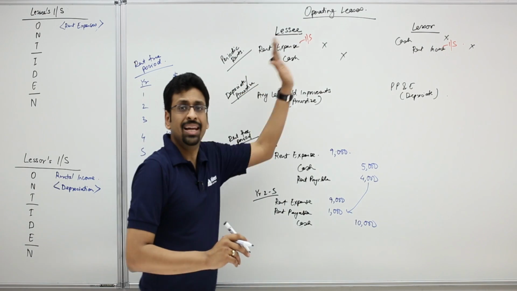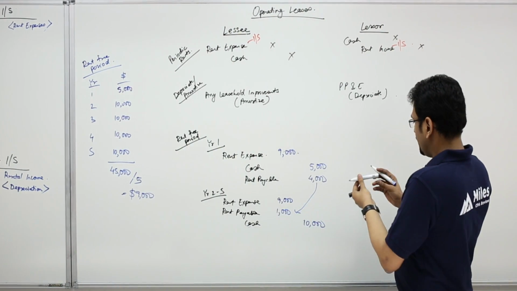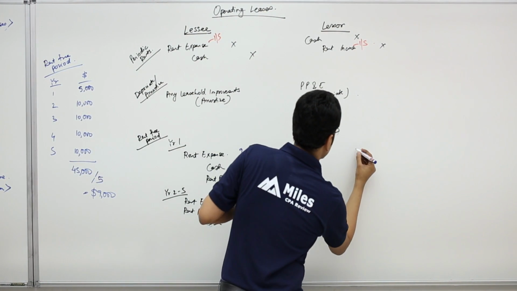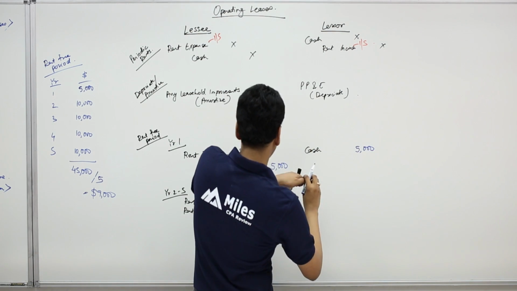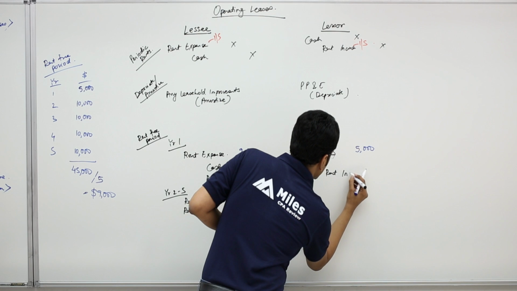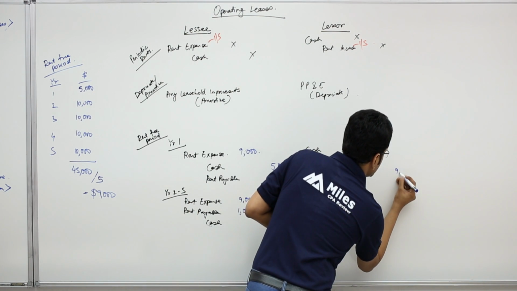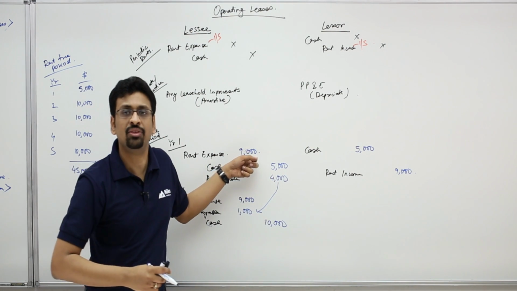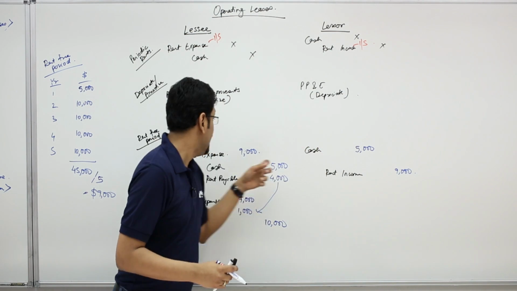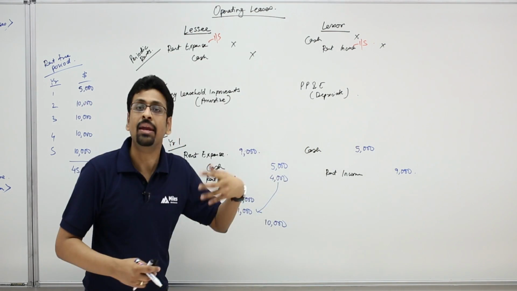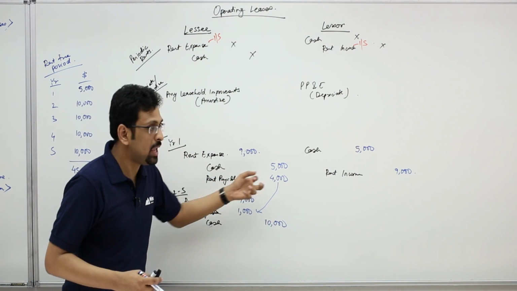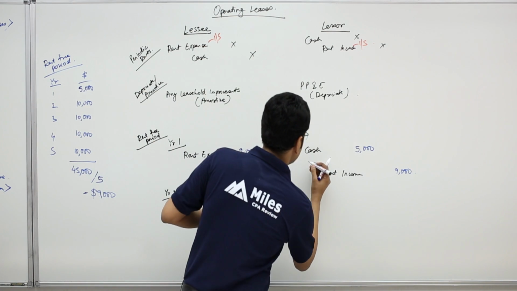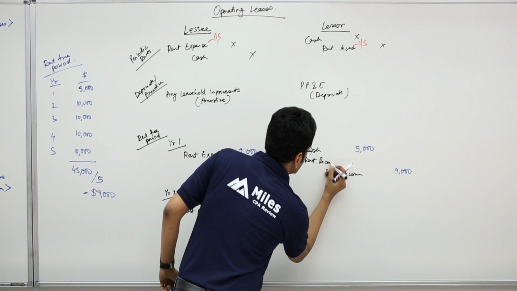Now, a similar thing for the lessor. The cash coming in year 1 is only $5,000. But the rental income is $9,000. So again, similar: cash going out here is 5,000. Cash coming in here, 5,000. Rental expense here, 9,000. Rental income, $9,000. So here you have a rent payable of $4,000. There we're going to have a rent receivable, accrued rent receivable of $4,000.